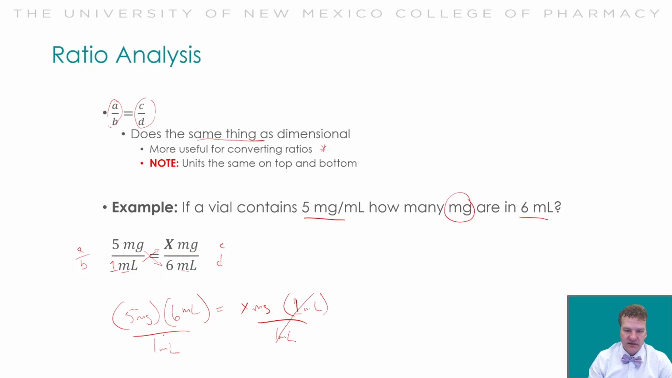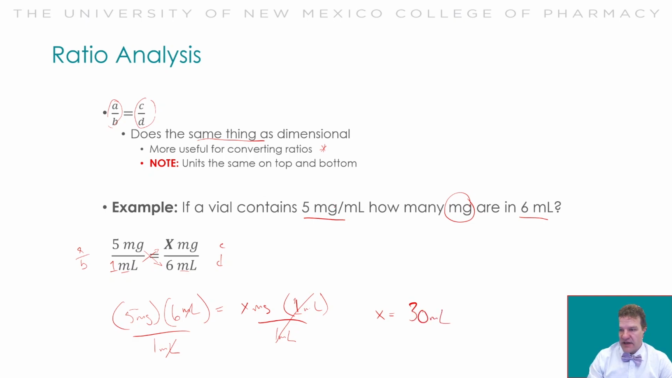Our 1 mils cancel on this side, and on this side, just the units cancel, and we're left with milligrams equaling milligrams. Cool. So we can just do the math to find X. X equals 5 times 6 divided by 1, which equals 30 milligrams. Okay?